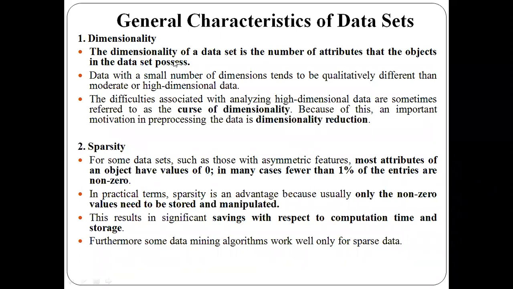For example, if you consider a student data set with a total of six attributes: student name, USN, gender, date of birth, address, and marks. All these attributes constitute the dimensionality of the data set. So the dimensionality of the student data set will be 6. The number of attributes that the objects in the data set possess is called dimensionality.